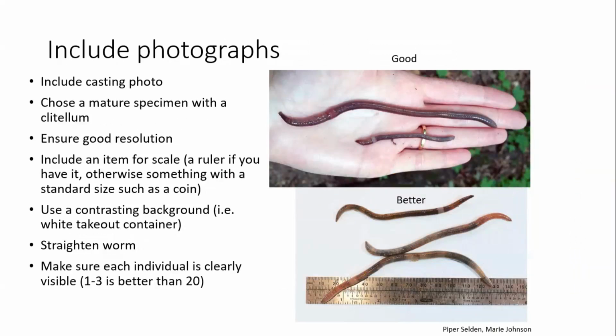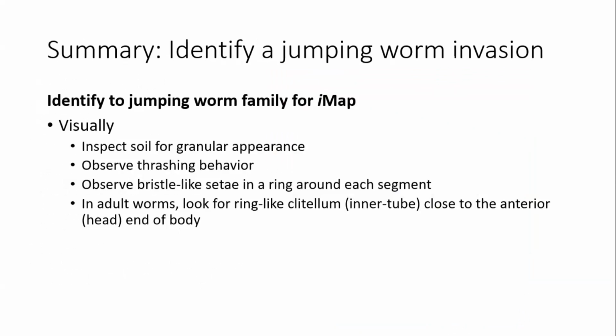I think they have that for these guys. Not having a ton of worms in the photo, just one or two, something like that. Castings or some of the soil is good to include. Mature specimens are better than immature if you can get them. Of course, good resolution. Something for scale is helpful, like a ruler is the best thing, but if you don't have a ruler, a coin or something standard sized is very helpful. A straight worm is better than a coiled up worm. And like I said, the fewer, the better. One or two is better than 20.